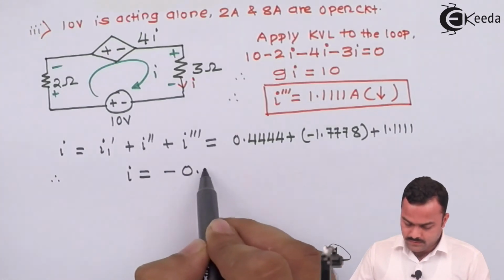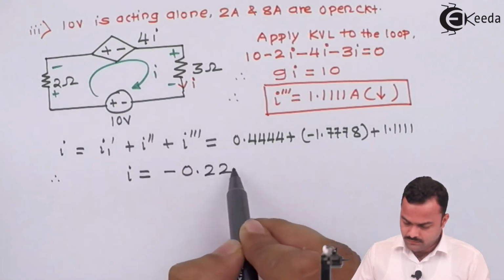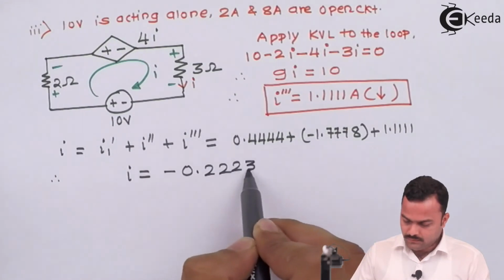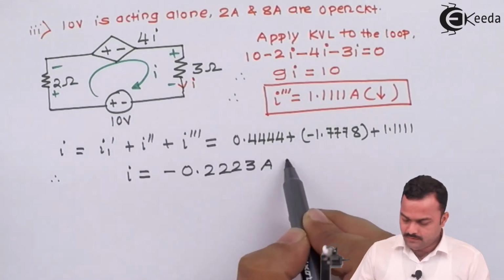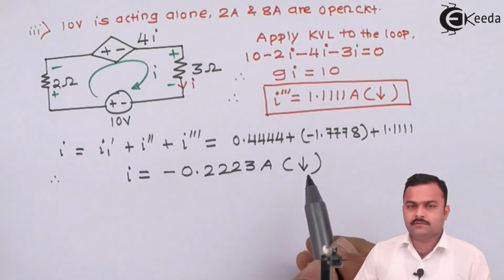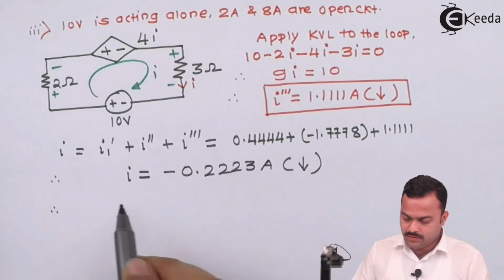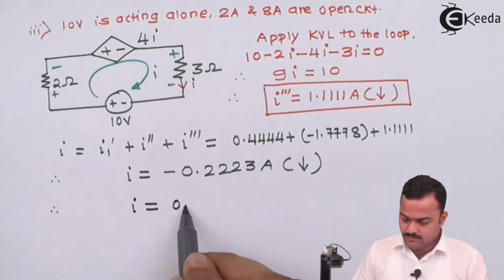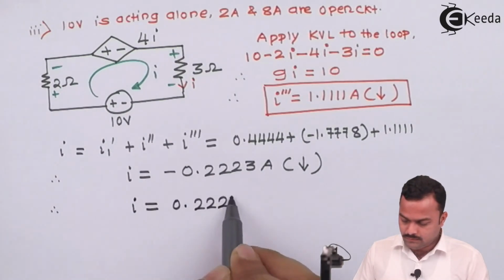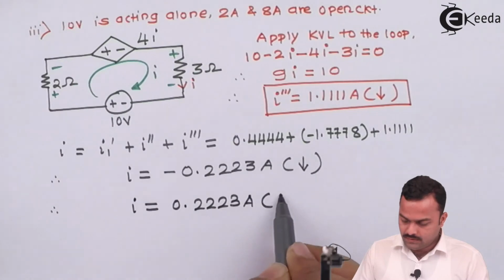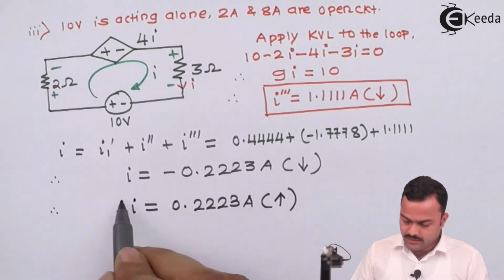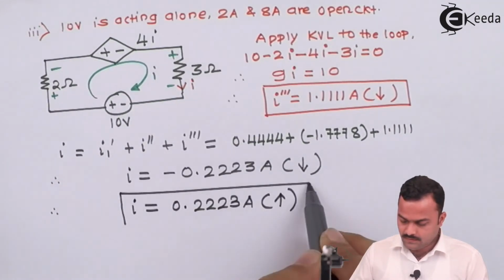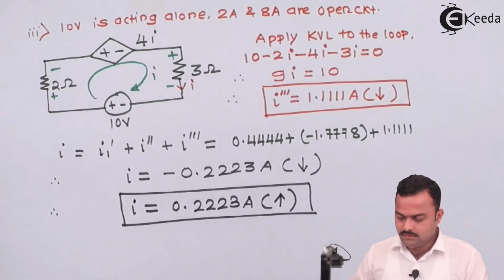minus 0.2223 ampere in the downward direction. Let's make this magnitude positive by changing the current direction. So ultimately total I will be 0.2223 ampere, and the current will be in the upward direction. So this is the final answer.